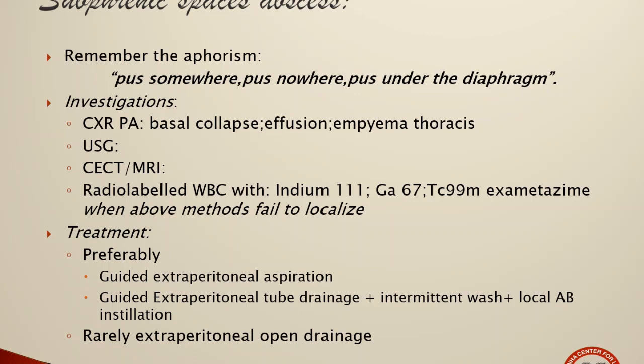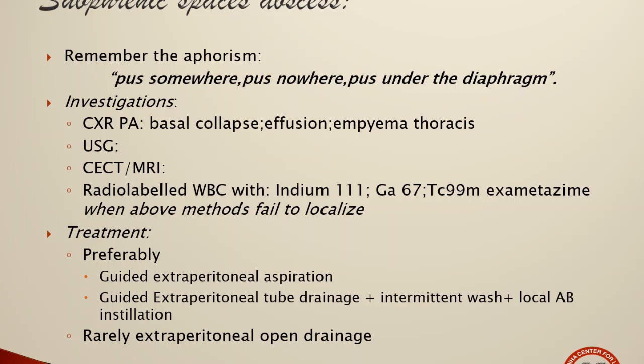It could be showing a minimal pleural effusion. It could be showing empyema thoracis. Ultrasound, or more importantly, a contrast enhanced CT scan would be diagnostic. In those rare instances where none of these work or none of them are able to diagnose a subphrenic abscess, still suspecting a subphrenic abscess, then what can help you is a radio-labeled white blood cell scan, labeled either with indium 111, or gallium 67, or technetium 99m hexametazime.